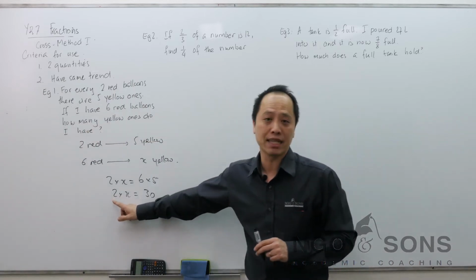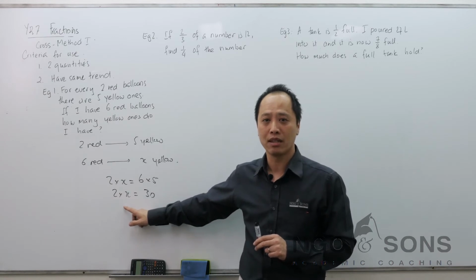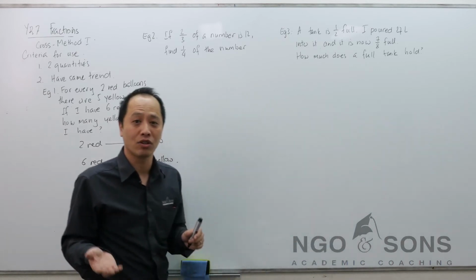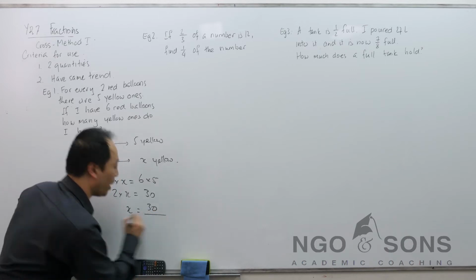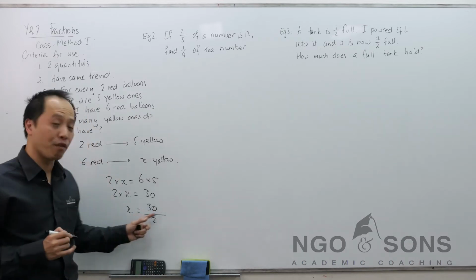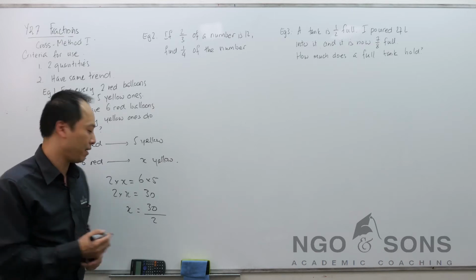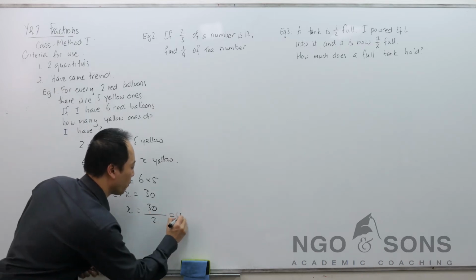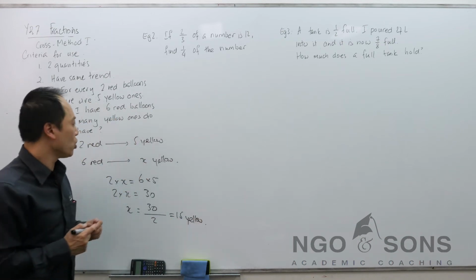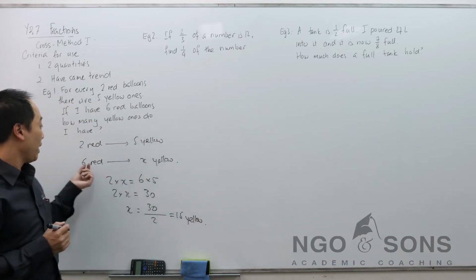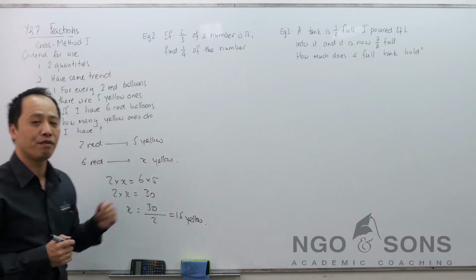So you can clearly see that this is 2 times x. The opposite of multiplication is division. So what I'm going to do is write 30 divided by 2. Remember, the fraction bar means a divide. So 30 divided by 2 is 15. And 15 what? 15 yellow balloons, okay? So what that means is that if we have 6 red, we have 15 yellow.